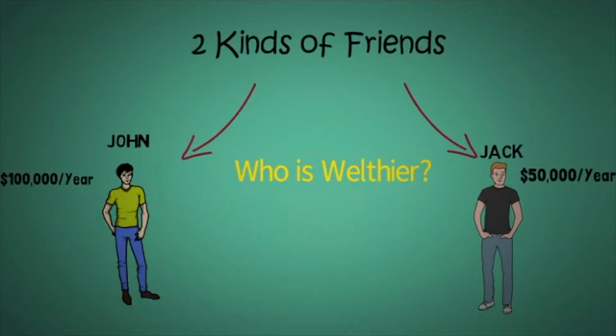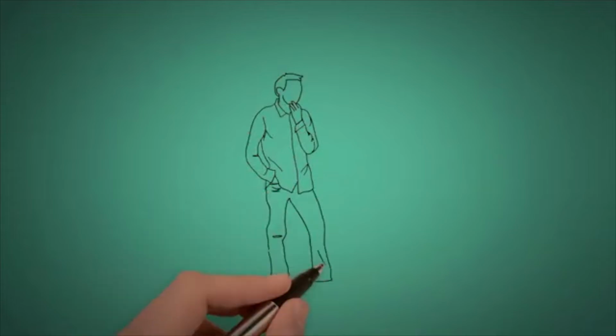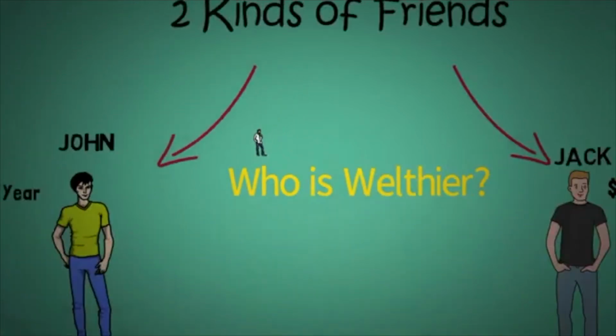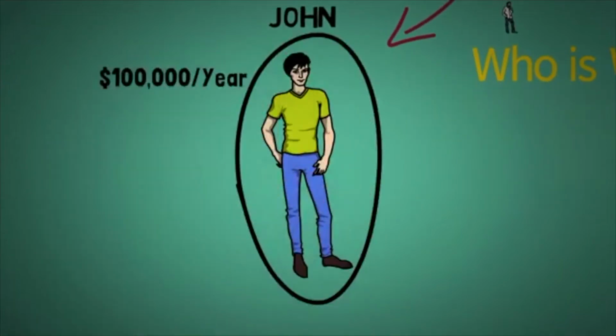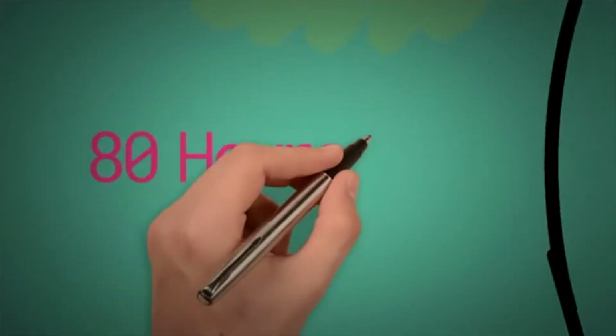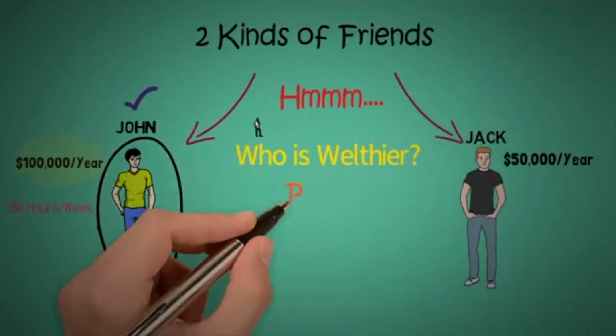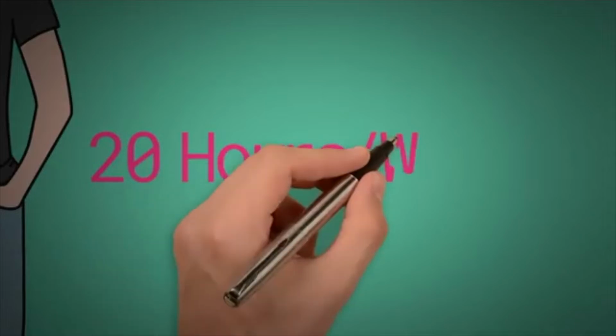Remember, I asked here who do you think is wealthier, not who has more money, because there's a difference between those two terms. If you said that Jack is wealthier, then you were right, and let me explain why. It is true that John has more money, but what if I told you that John works 80 hours a week to get to that number of money, and on the other hand, Jack works only 20 hours a week?